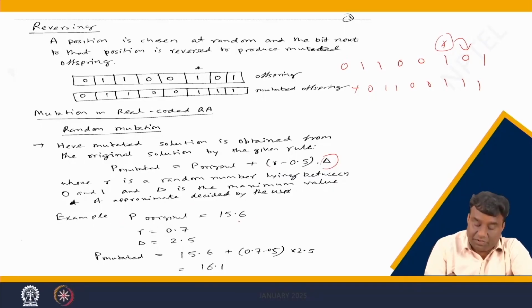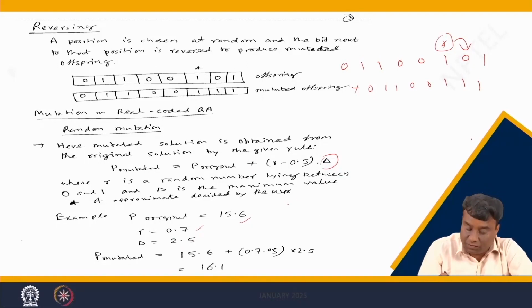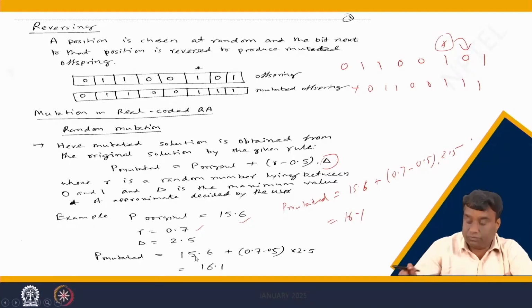An example: P original is 15.6, random number R is 0.7, delta is 2.5. So the formula is P mutated equals P original plus (R minus 0.5) times delta. So P mutated equals P original, that is 15.6, plus R, which is 0.7, minus 0.5, times delta 2.5. So here you will get 16.1. That is the P mutated.